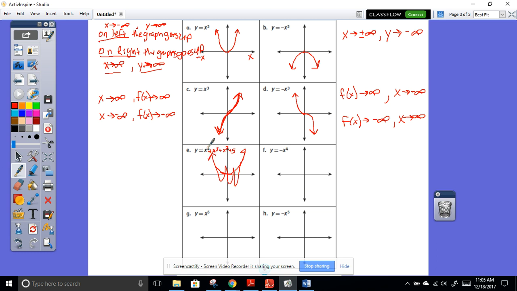Okay, and if it's a fourth degree polynomial and the leading coefficient is positive, the end behavior is going to be the same. Even degree polynomials have the same end behavior. Odd degree polynomials have what we call opposite end behavior. One goes up, one goes down. So this one, as x approaches the right and the left, my y value is going up.